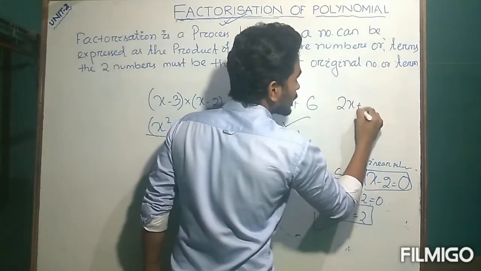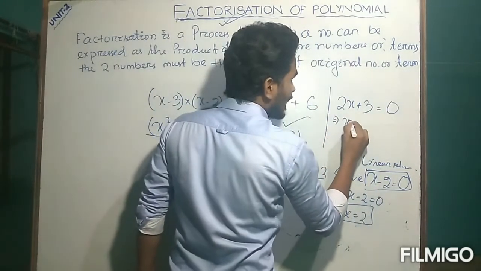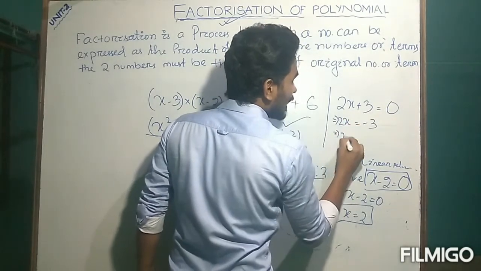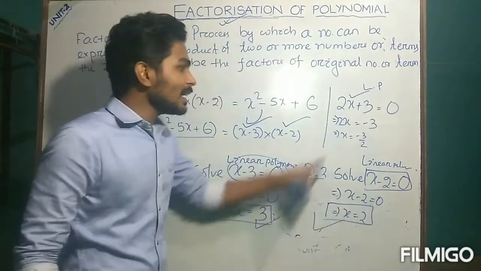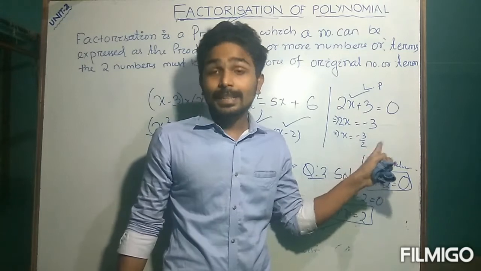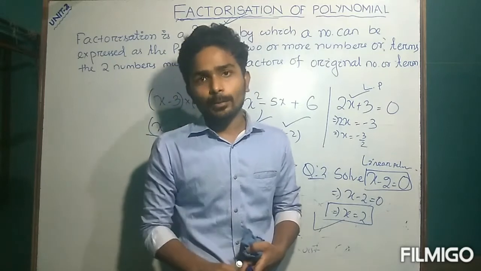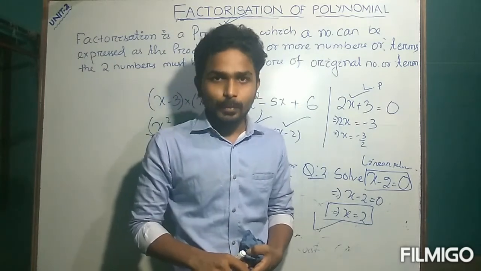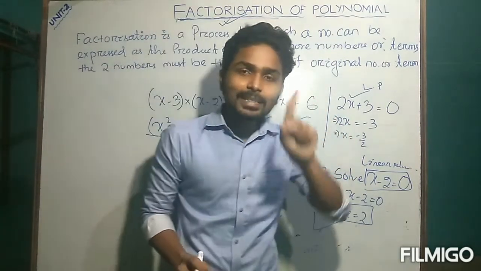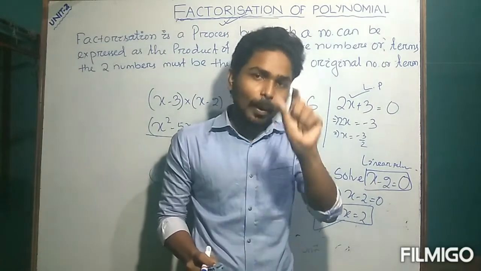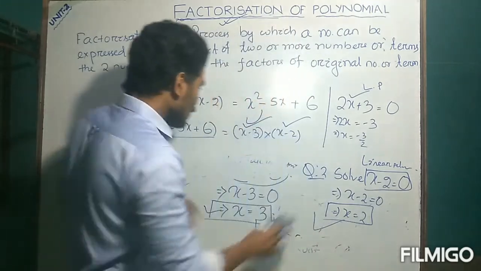Suppose I am taking 2x + 3 = 0. Let us solve it. 2x = -3 and x = -3/2. So it is also a linear polynomial, and here also we get a single value of x. That means a linear polynomial always has a single value or single zero. Are you getting my point? A linear polynomial always has a single solution. That means we can get only one value of the root or one value of the zero.